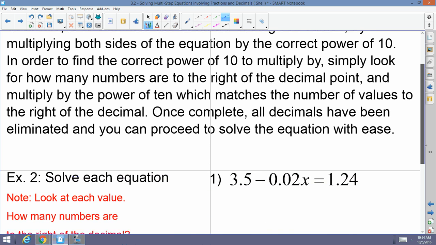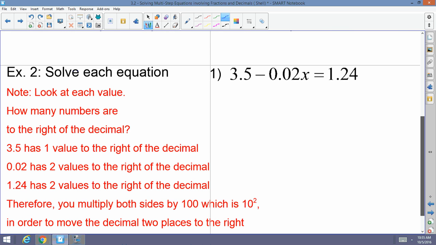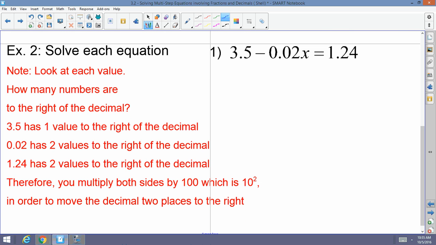Now, let me explain what this means in English. Note, look at each value. Okay, so I'm looking at each value.